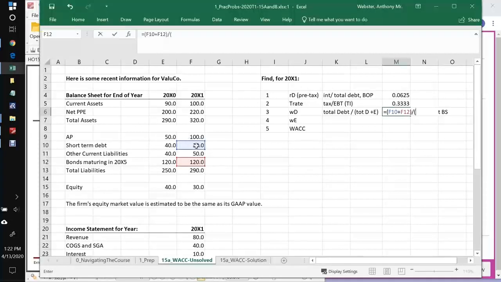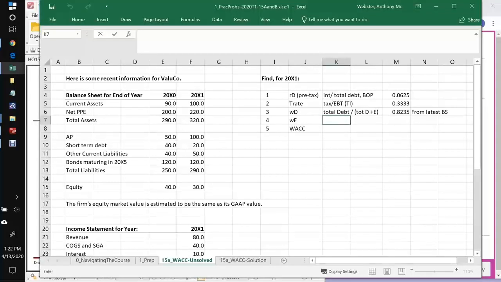So now we want in the denominator the debt, total debt. And we want to add to that the equity. And we can use the GAAP value of the equity A because it's all that we have, and B because in this case the market value of equity is similar to the GAAP value. Okay, and so we get 82.35% there.